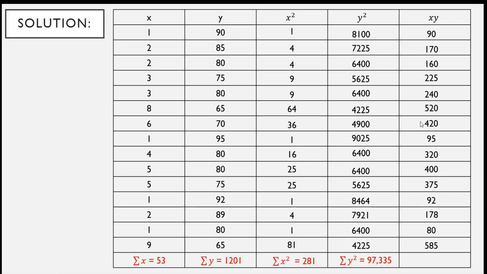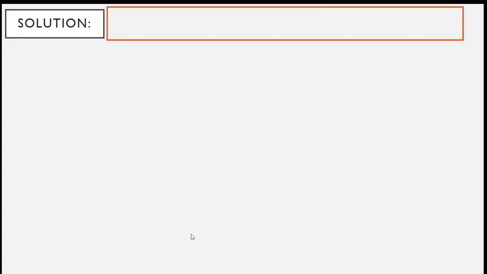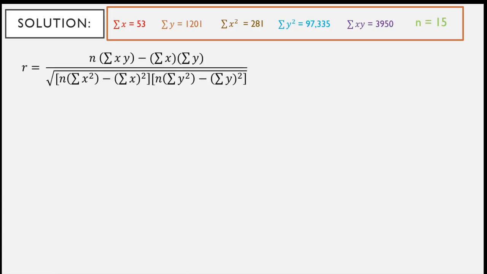Next, we need to find the total or the sum of the data under xy. So when we add them, the sum is 3,950. Okay. Remember that the value of our n is 15 since we have 15 students being studied. Now, let's remember the values of our sums. So sum of x is 53, sum of y is 1,201, sum of x squared is 281, sum of y squared is 97,335, sum of xy is 3,950, and n is equal to 15.